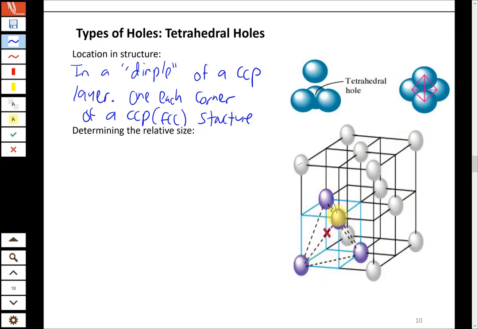So if you look at three adjacent atoms on a face and one in the corner. So that face there, that face there, that face there, and that one. Those make a tetrahedron, and this X here, right at the middle of that, that's the location of the tetrahedral hole. And so there's going to be one of those tetrahedral holes in each of the 8 corners of the cube. So one down here, one in the back, here, here, here, and here.